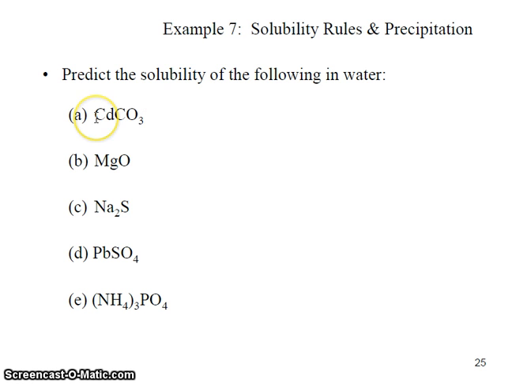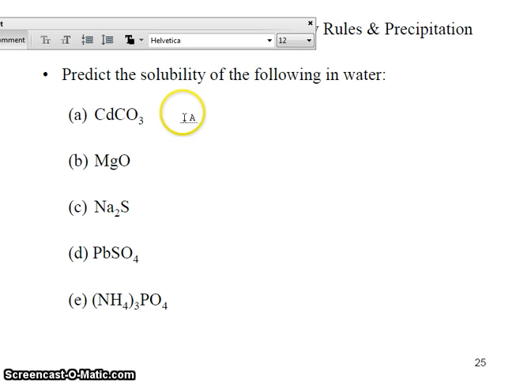compound. So for instance, in this case, it says cadmium carbonate. Carbonates, until and unless it's an alkali metal carbonate, you can simply consider that most of those will be insoluble. So this is insoluble. Magnesium oxide, just to give you a flavor, that is a component of Pepto-Bismol, for example, and the likes of those. So those are insoluble as well.